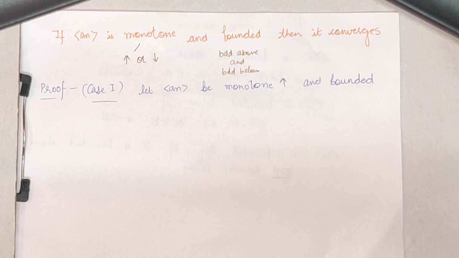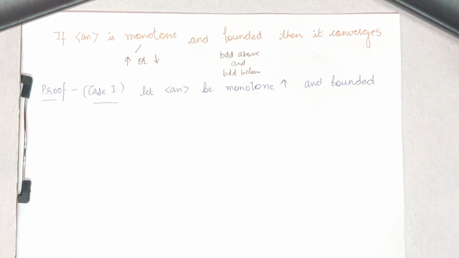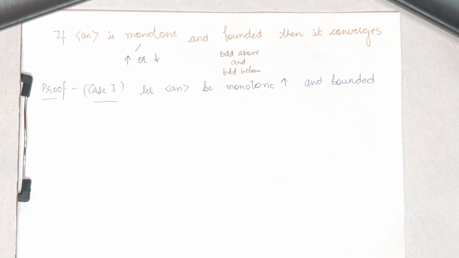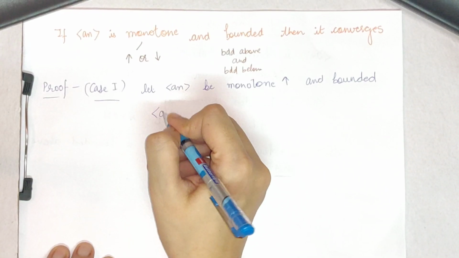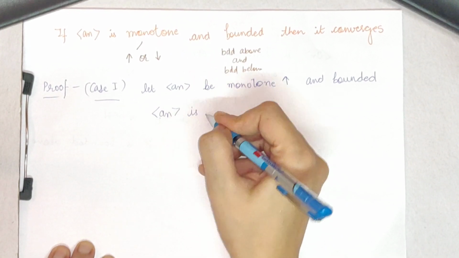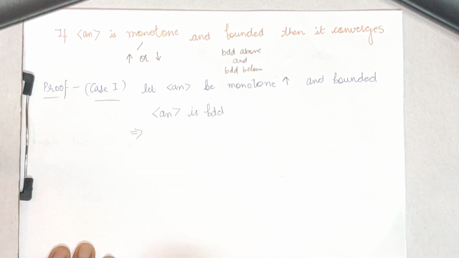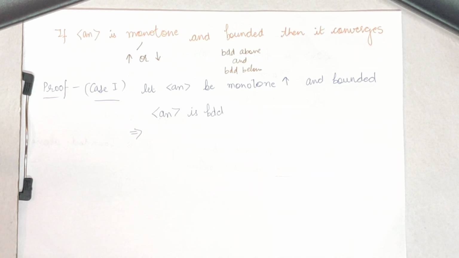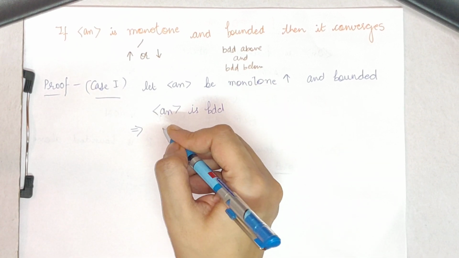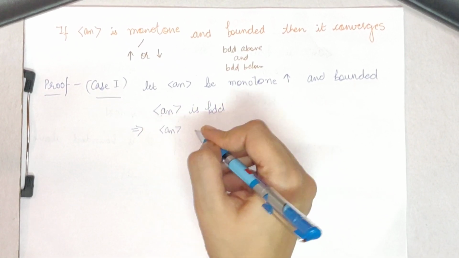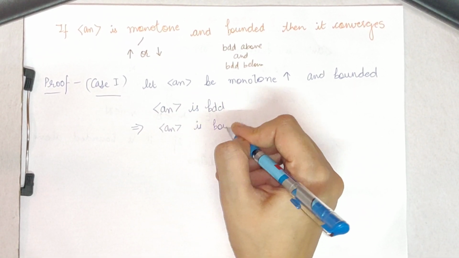I'll give the outline for the second case so that you can easily do it. So I have taken case 1 where I have assumed a_n to be monotone increasing and bounded. Now the sequence a_n is bounded. This means it is bounded above and bounded below, but here we don't need the bounded below part. So a_n is bounded, this means the sequence a_n is bounded above.